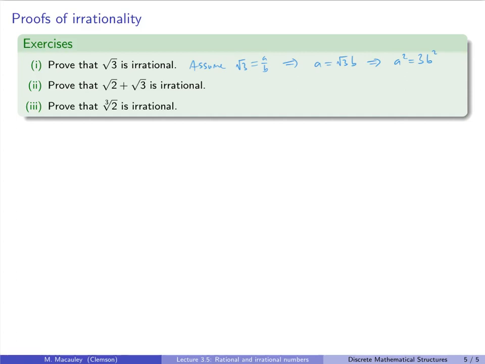And come up with a contradiction, because the number of times that 3 appears as a prime factor on the right-hand side is odd, and on the left-hand side is even. And this works for not just root 3, but also for root p. So suppose that root p is a over b. So we can do exactly the same thing and get that a squared equals p b squared. And I claim that actually we can not just use prime numbers, but we can use any number.